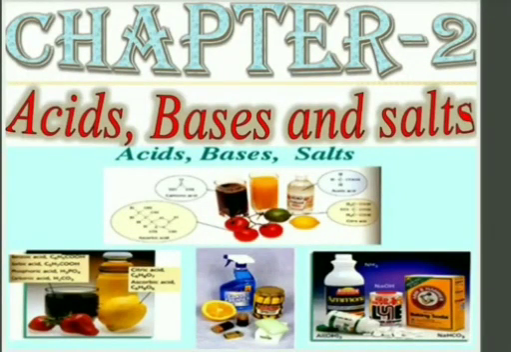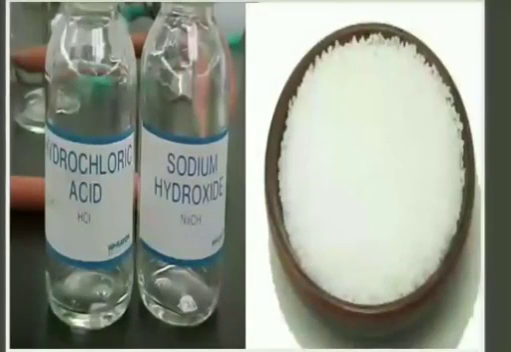Today we will do acid, base and salt. In this chapter we have completed the different types of acids. In this PPT you can see hydrochloric acid and sodium hydroxide, isn't it? Hydrochloric acid means HCl, and sodium hydroxide, NaOH, means sodium hydroxide. Okay, so sodium hydroxide is a base and HCl is an acid.